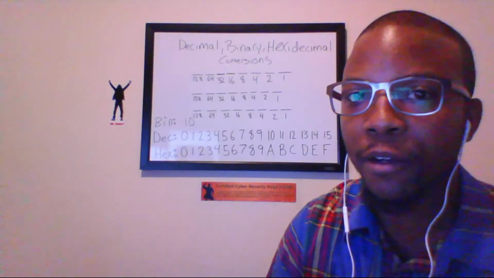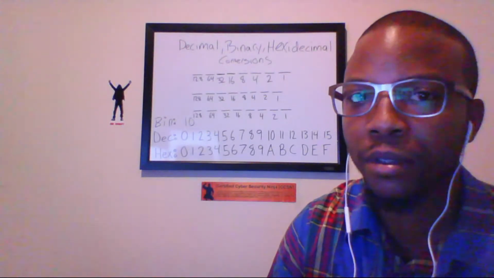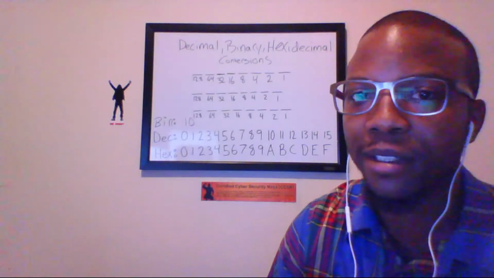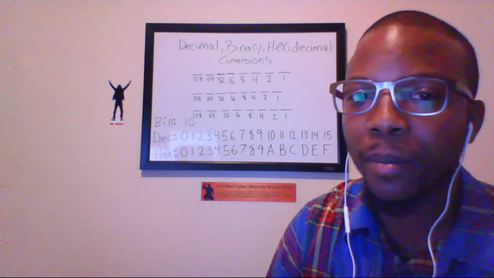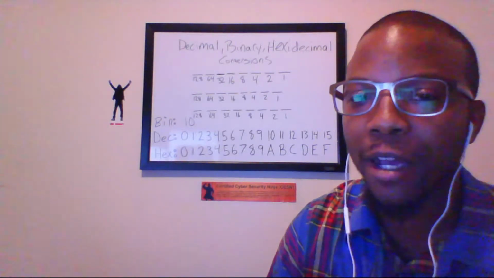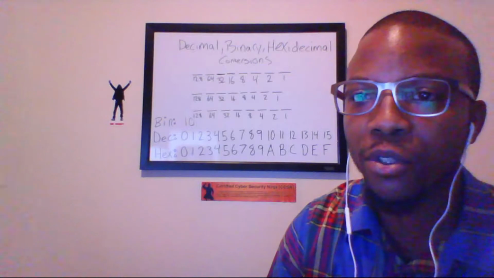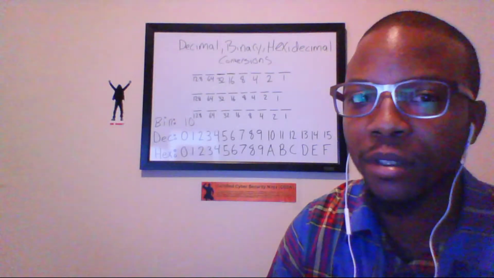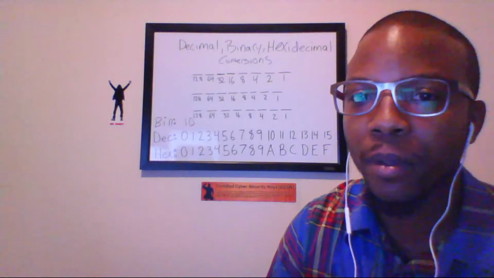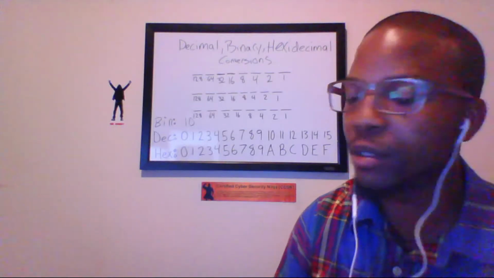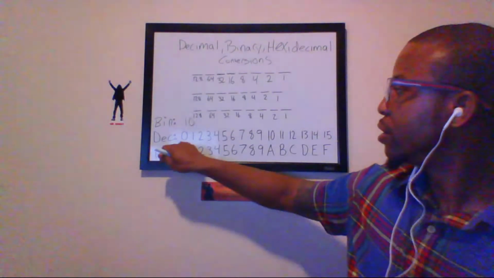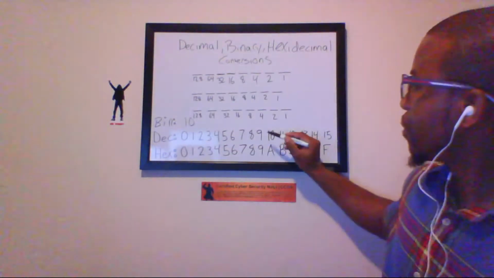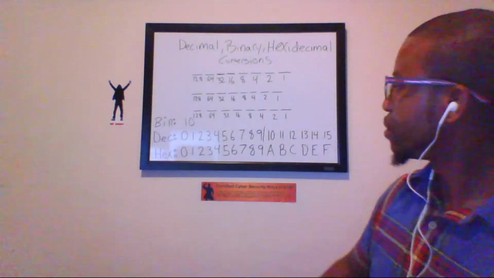Decimal, binary, hexadecimal, and conversions. Decimal is base 10, binary is base 2, and hexadecimal is base 16. What the base number represents is how many characters are being used in the numbering system. So base 10 means that there are 10 characters being used in the numbering system. As we can see here, 0 to 9 represents the base 10 system.